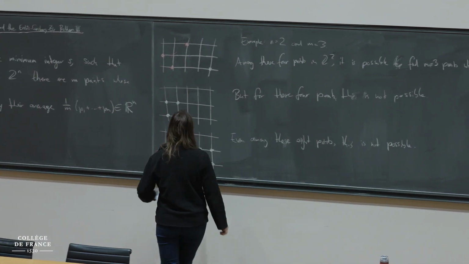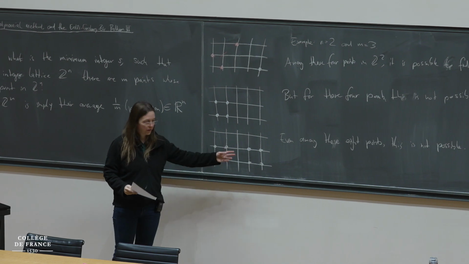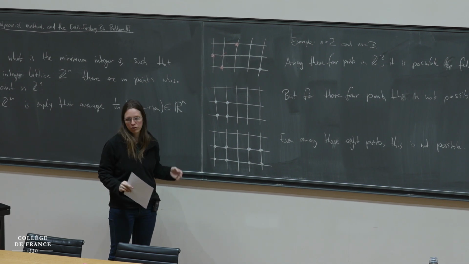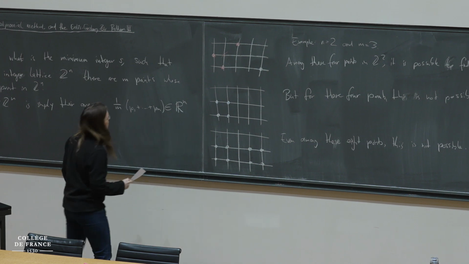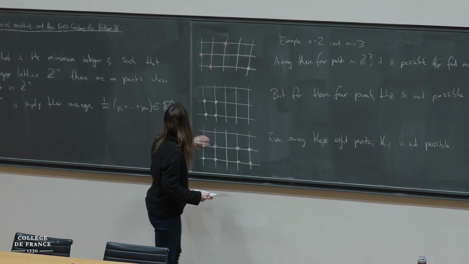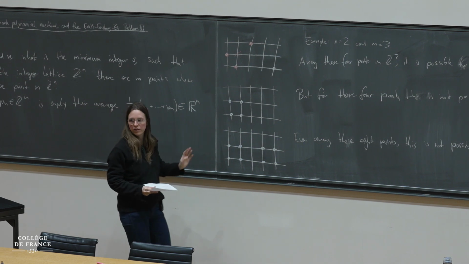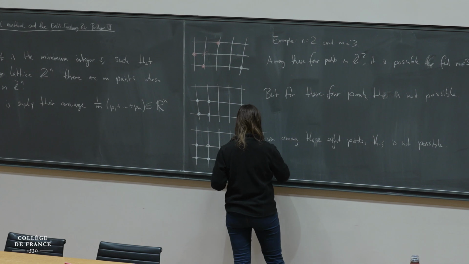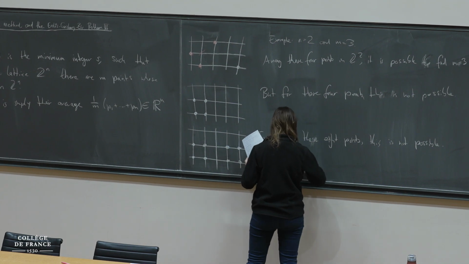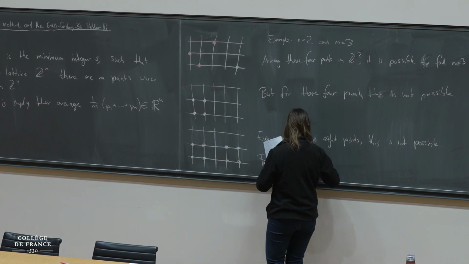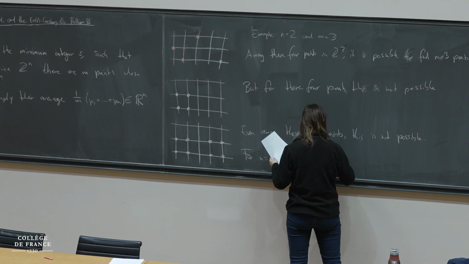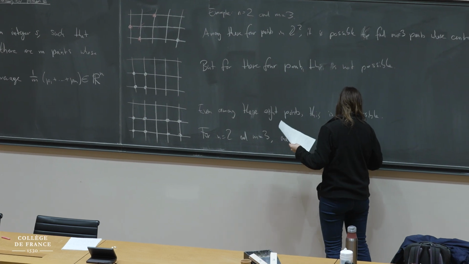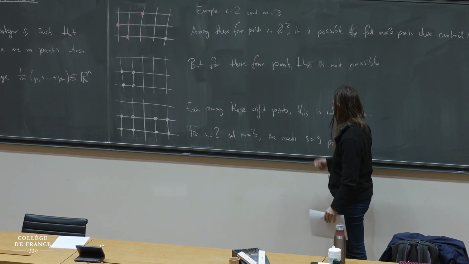Okay, and so now of course you can try to look more, and actually one can prove that for 9 points it is always possible. So that means if we take n equals 2 and m equals 3, then this minimum possible S is 9. For 9 points it always works, and as this example shows, for 8 points it doesn't. So for n equals 2 and m equals 3, one needs S equals 9 points.